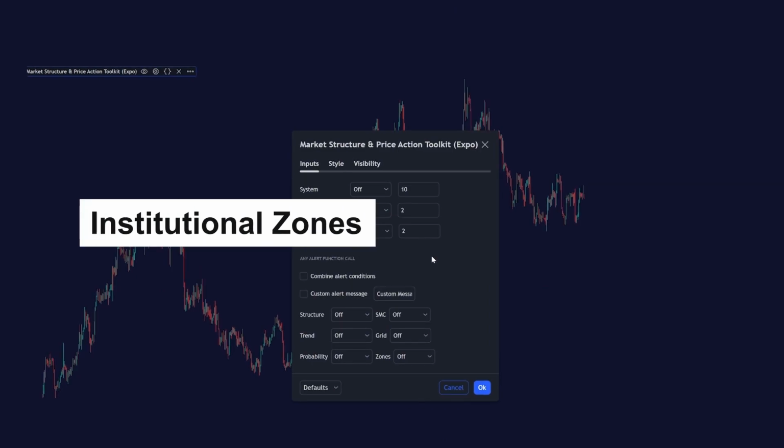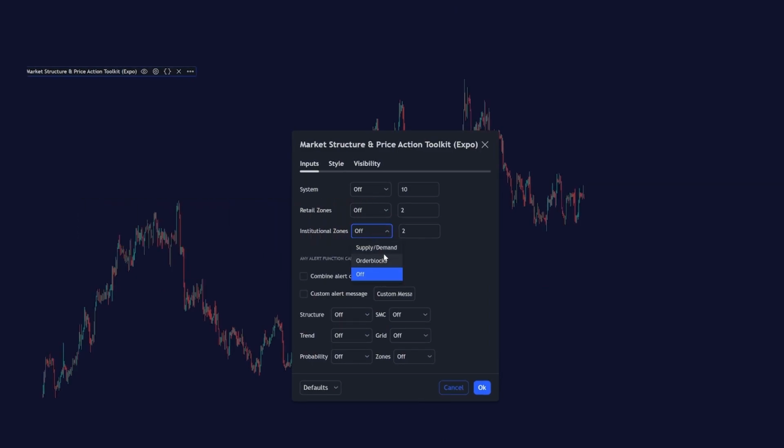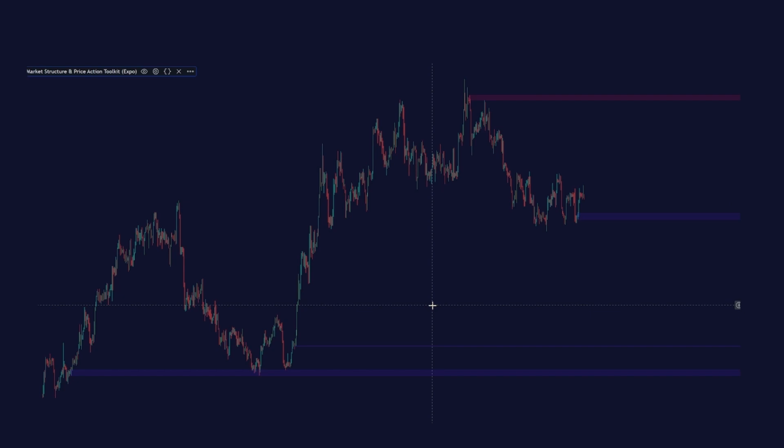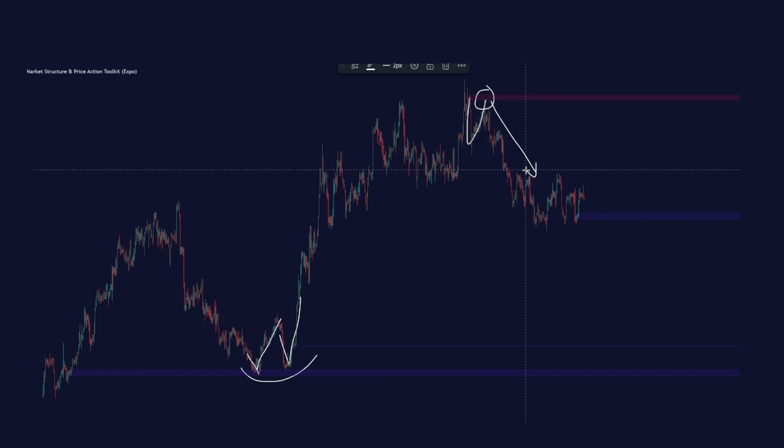Our institutional zones, the supply and demand and order blocks, are more sophisticated in identifying the underlying supply and demand in the market. So let's have a look at how the supply and demand look. We basically get a few zones, but they are really accurate. The blue line is our demand zone. We can see how price comes back down to this zone and bounces away. And over here we have a supply zone, and we can see how the price comes back and retests this supply zone, and boom, down it goes.